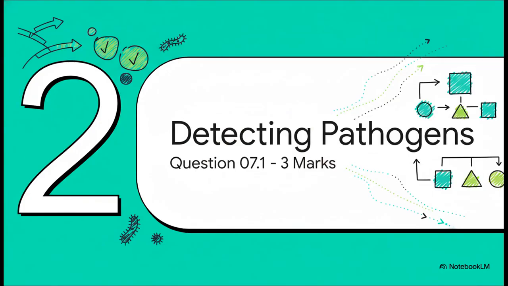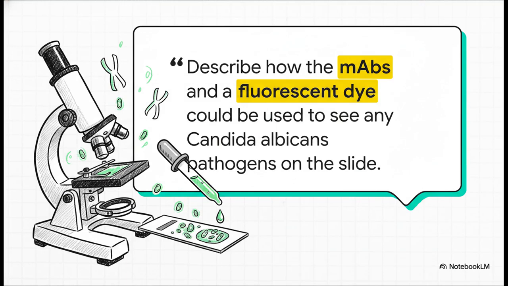Right, let's jump into the first part of the question. This is what we call a procedural task, and it's worth a solid 3 marks. The command word here is describe, and that is a massive clue. It basically means tell me the steps. We don't need to get into the why it works, just the how. How do you actually do it to make this invisible pathogen light up and become visible?